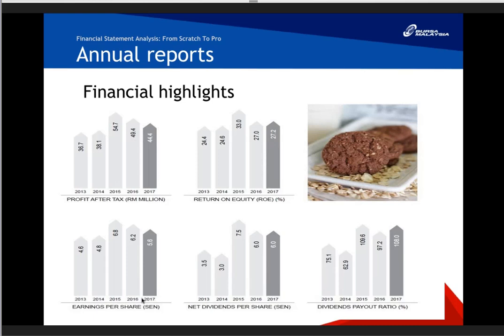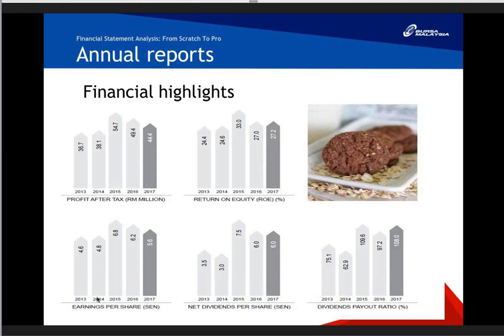For shareholders, especially long-term investors, I would suggest you look at this net dividend per share. Very important, because after all, if you do not put your money in the stock market, you put it in the FD. So you're comparing to the FD rate. The FD rate is 3%. Then what is this company giving me?